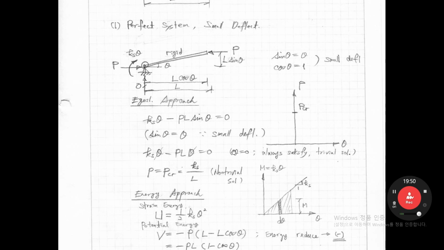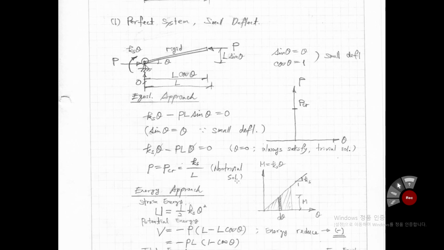So in order to satisfy this equation, if theta equals 0, then this equation is satisfied, right? If theta equals 0, that means the bar stays along this vertical axis, so we cannot get PCR through this solution. So we call it the trivial solution. Another way to satisfy this equation is Ks equal PL, right? That satisfies this equation. So P equals Ks over L, right? This P equals PCR, okay? So we can get this PCR.